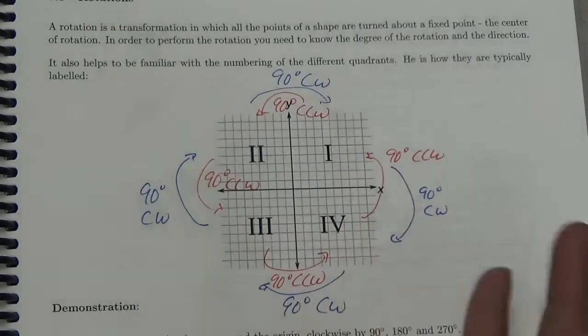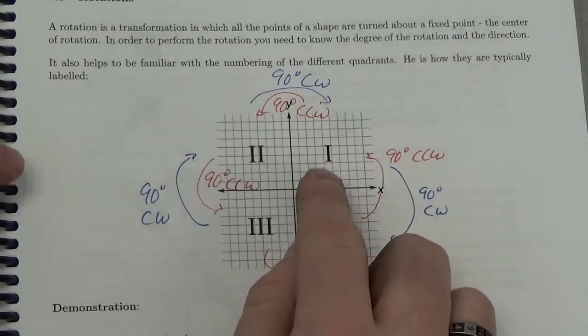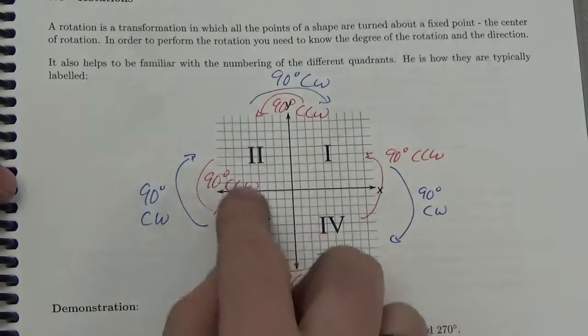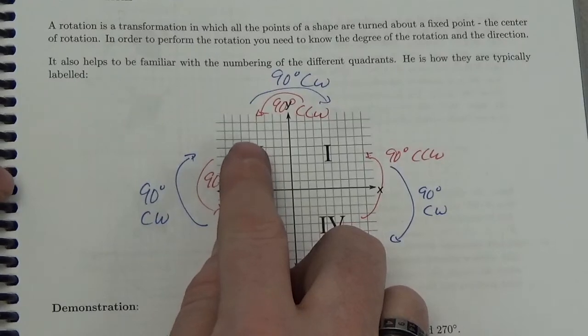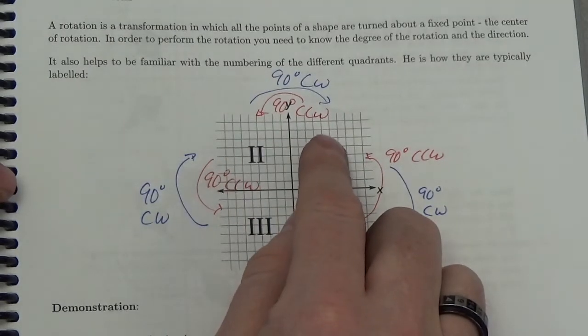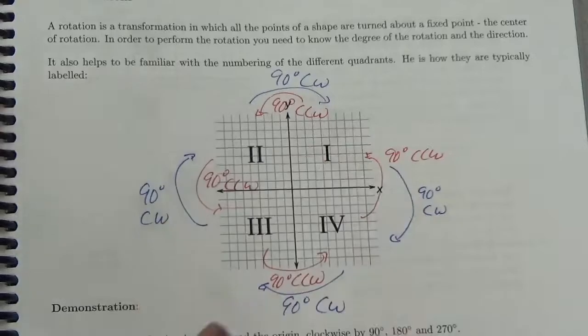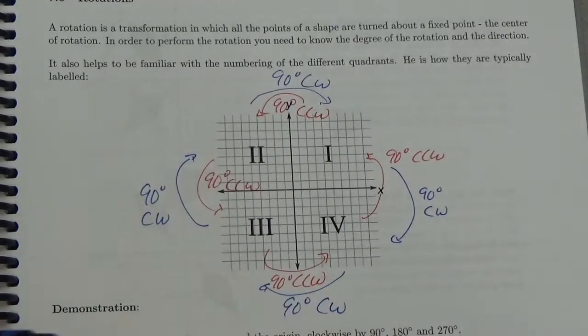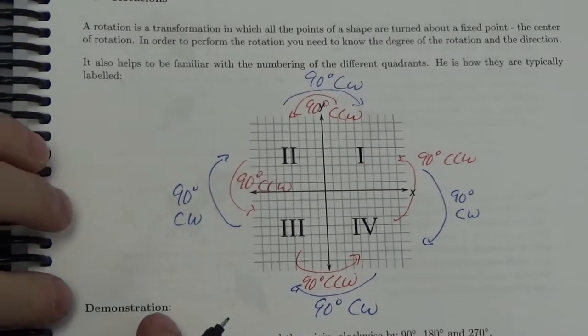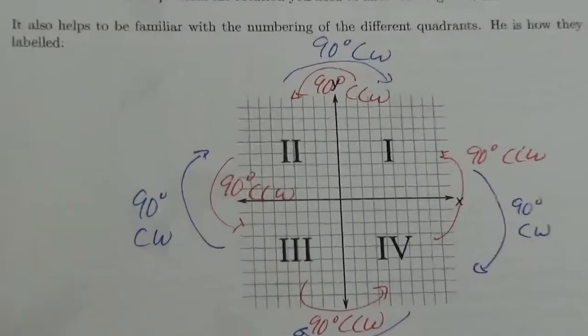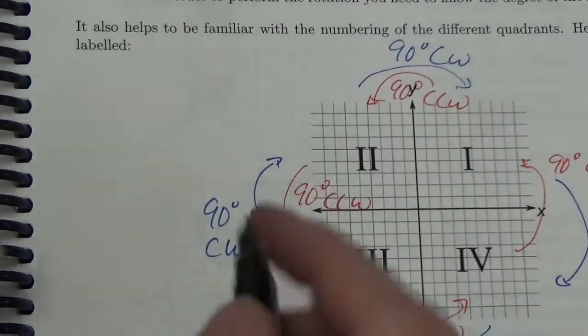Quite honestly, if I was going to rotate something in quadrant 1 270 degrees clockwise, maybe I cheat a little bit and I'm just going to go 90 degrees counterclockwise, because that'll put me in the right quadrant anyway. Now, to help out with this a little bit more, I can give you a little rule for doing this.